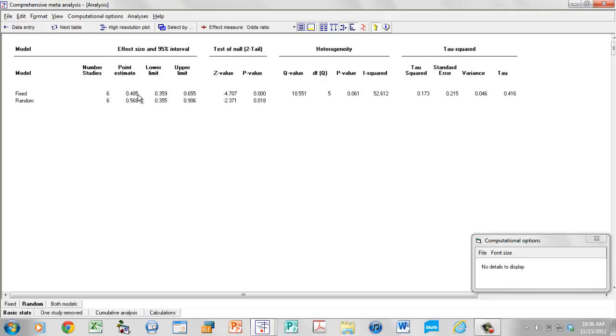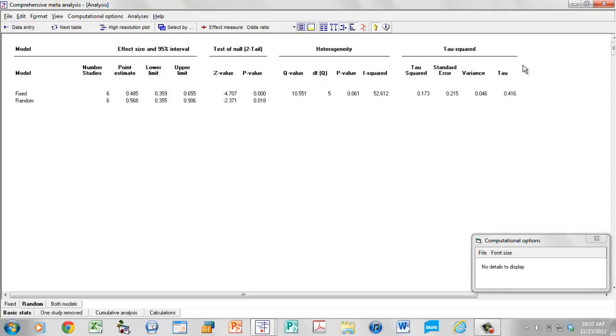In the case of the fixed effect model, it's looking at what we assume is the common effect across all of the studies and asking if that is significantly different from the null from 1. In the case of the random effect, we're looking at the mean effect across all the studies and asking if that's significantly different from 1. In both cases, the p-value here is less than 0.001. Here it's around 0.02. That's everything over here.